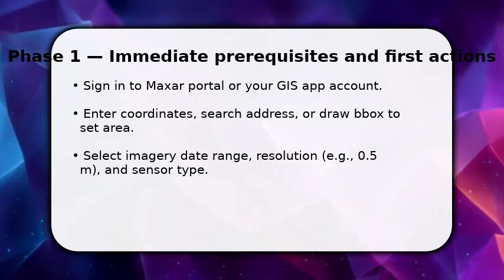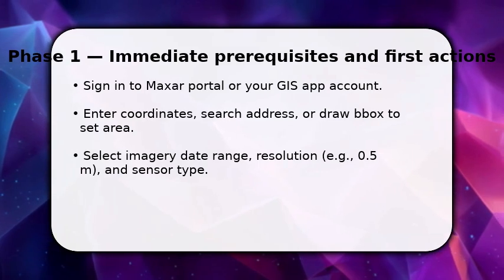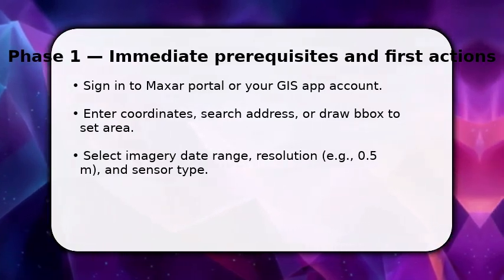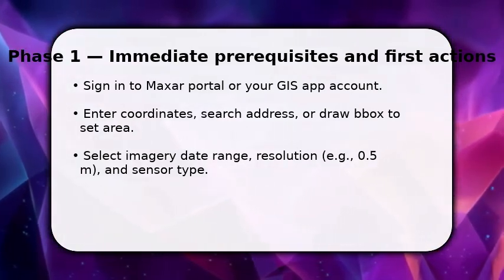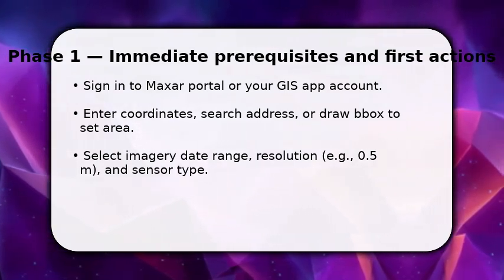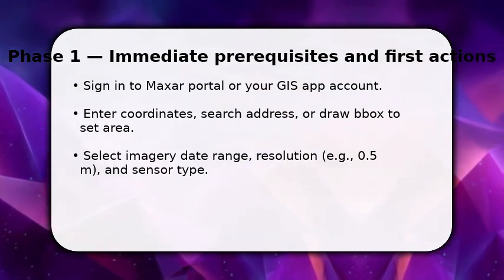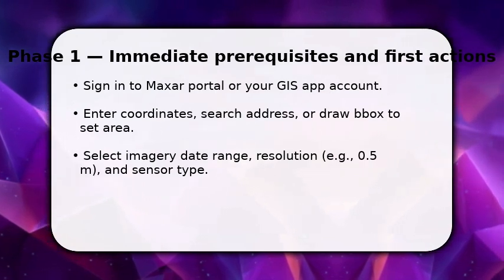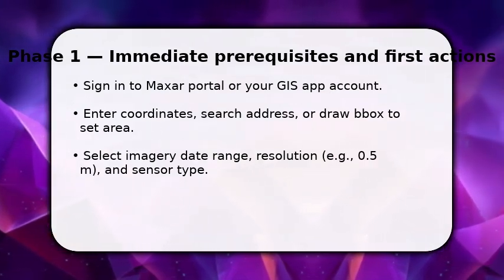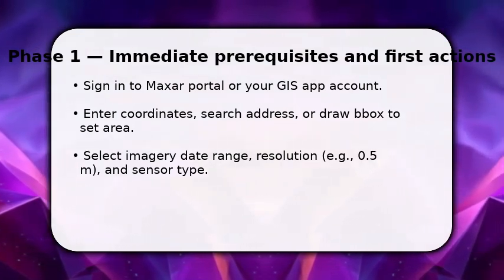You start by signing into Maxar with your account and API key. Make sure permissions allow downloads. Next, set the area, type coordinates, paste an address, or draw a bounding box on the map to lock the extent. Once the area is locked, choose imagery parameters, date range, 0.5M resolution if you need detail, and the sensor type that fits your use. These first steps limit data volume and ensure you pull the right imagery for analysis.